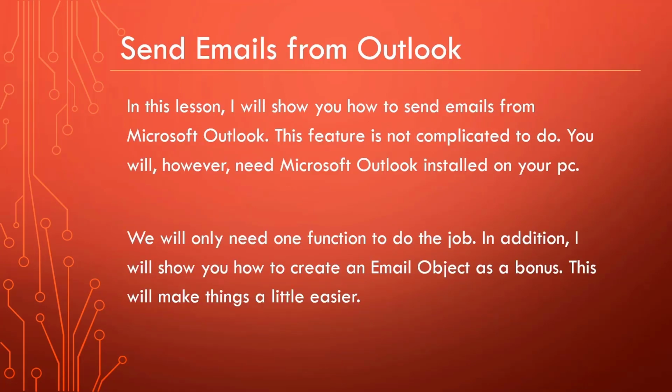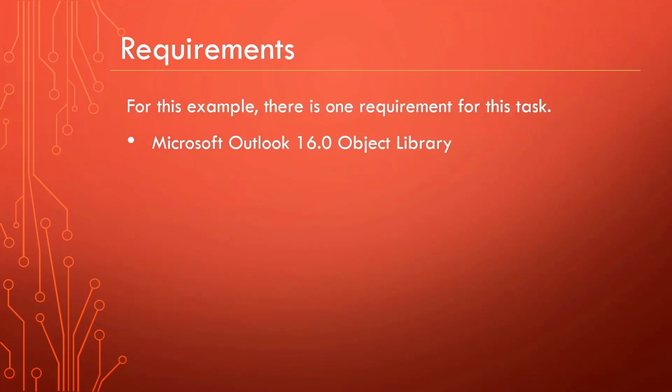So in this lesson, I will be showing you how to write a function to send Outlook email. This feature is not complicated, and all we need is just one function to do the job. In addition, as a bonus, I will show you how to create an email object. That way we can send in an object, not just a whole bunch of parameters, but I will show you how to do that as well.